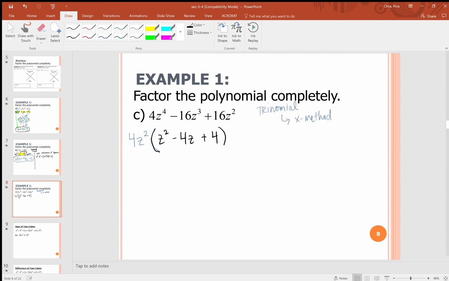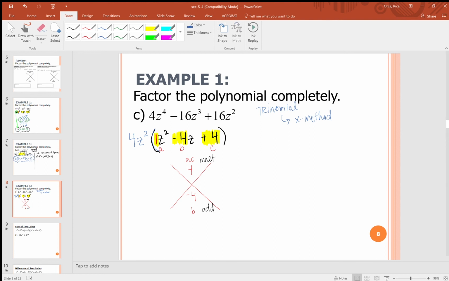Now that we have our trinomial, let's identify a, b, and c. A is 1, b is -4, and c is 4. Use the x method. Let's write a and c at the top and put b at the bottom. So 1 times 4 is 4, and -4 is going to go at the bottom. Now we need to think of two numbers that will multiply to 4, but will add up to -4.